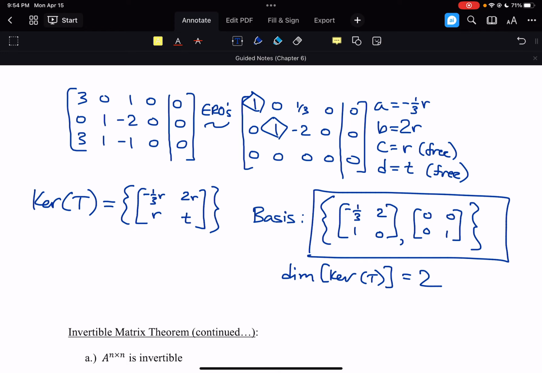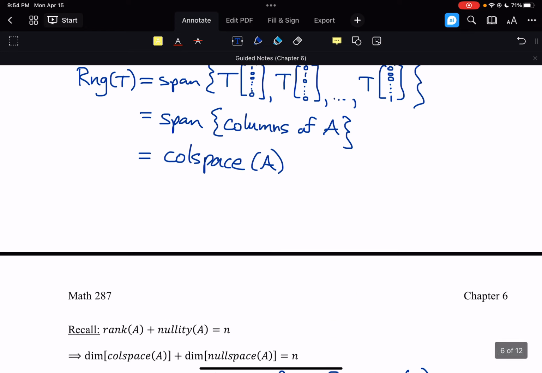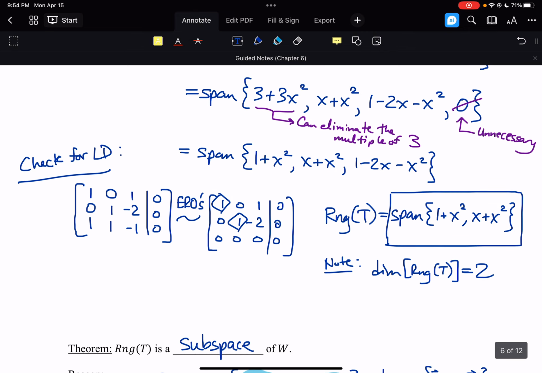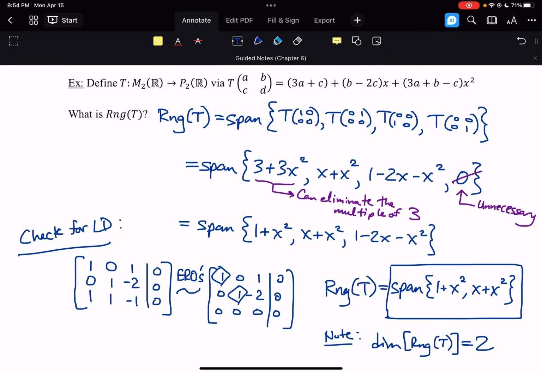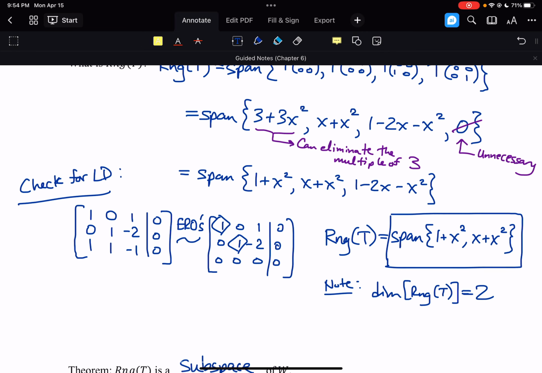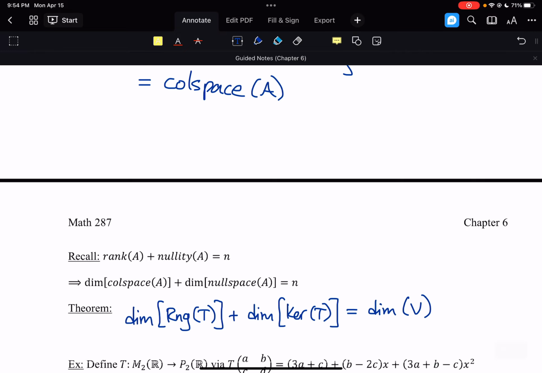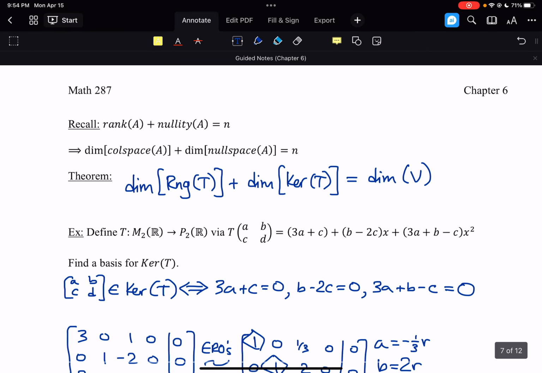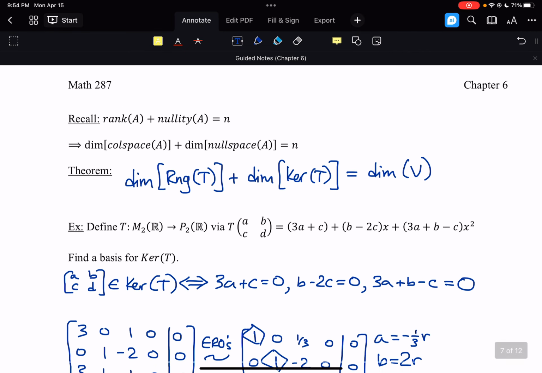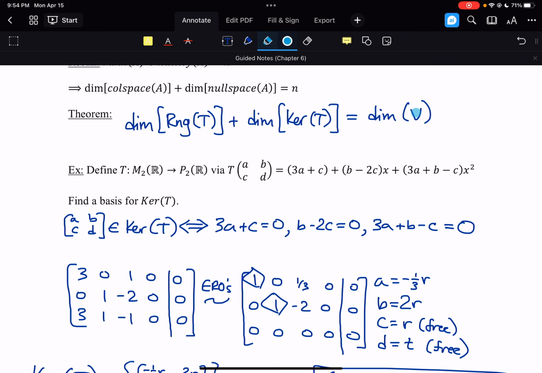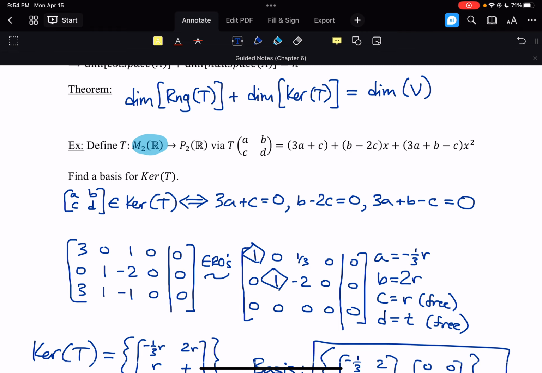But if we look back at the previous iteration of this example, where we found the range, notice we saw that the dimension of the range was 2 as well. And if you look at our theorem here, the dimension of the range plus the dimension of the kernel should be equal to the dimension of V, where V is the input vector space. In this case, that's M2. The dimension of M2 is 2 squared, which is 4.